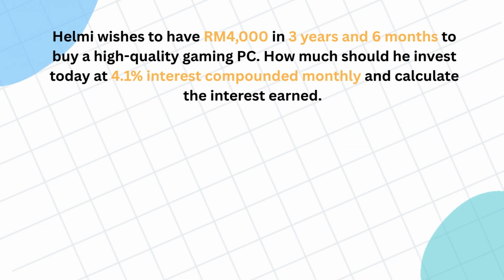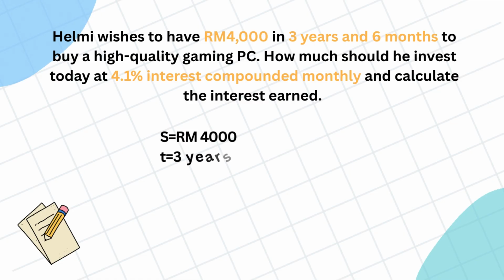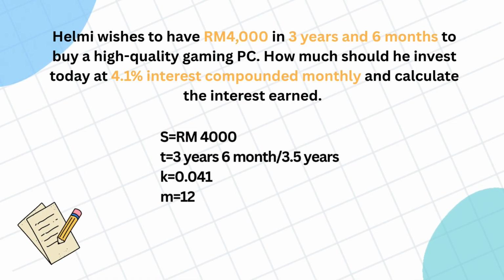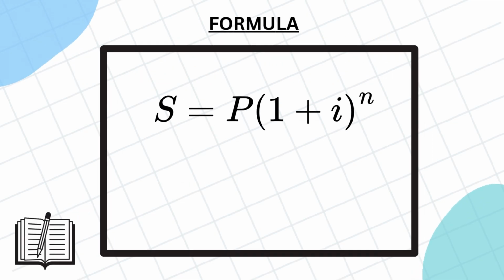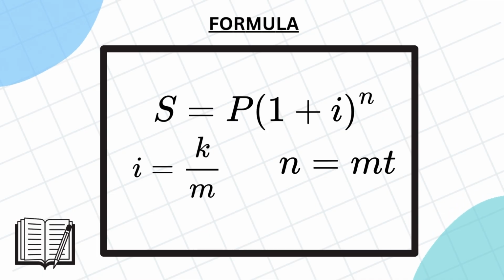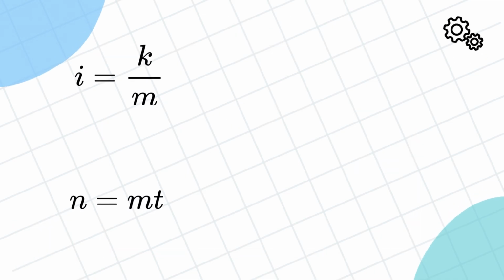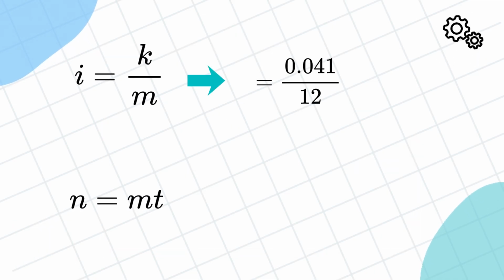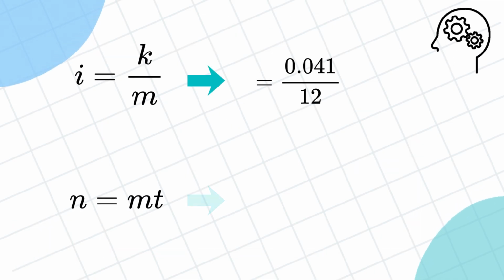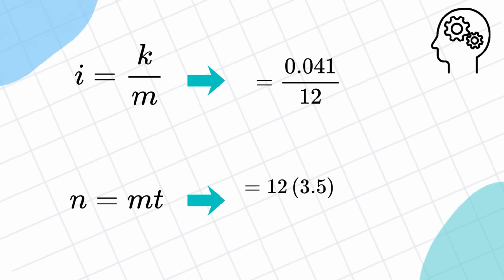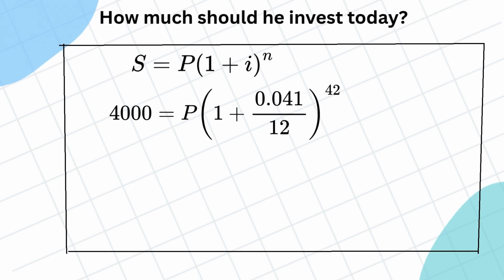So by the question, we can find the future value S is RM4,000, the time period T is 3.5 years, the interest rate K is 0.041, the compounding frequency M is 12. S equals P(1 + i) to the power of n, where i equals K over M and n equals MT. So i is 0.041 divided by 12, and n, which is 12 times 3.5, equals 42. Now we substitute all the information into the formula.